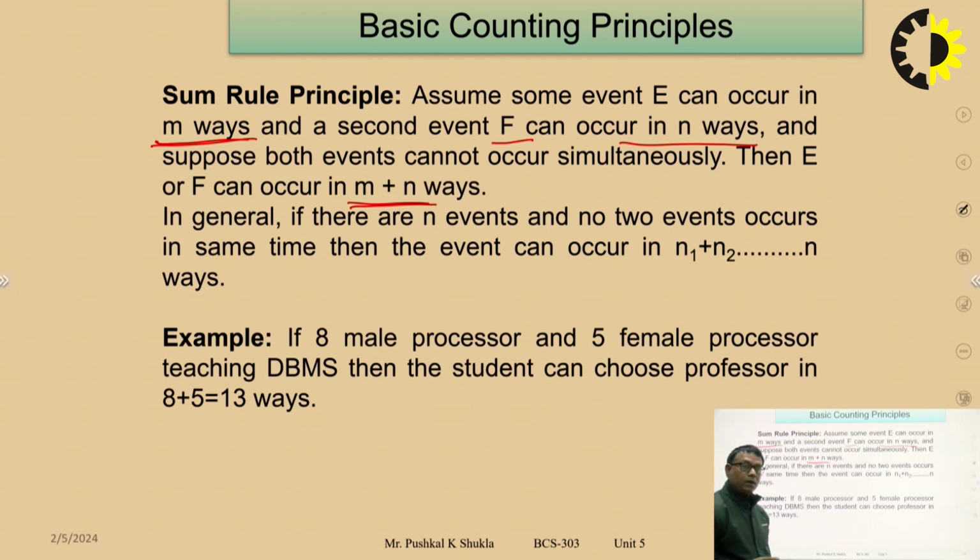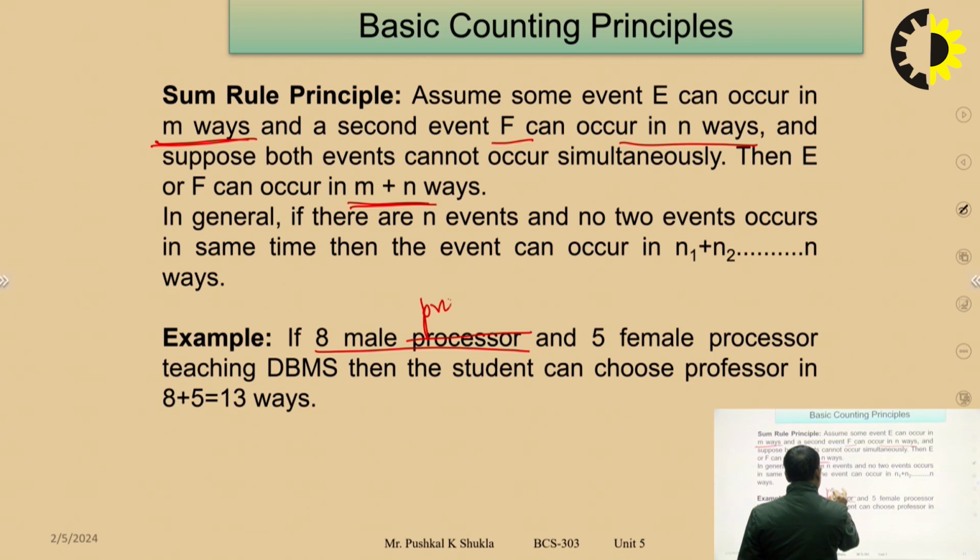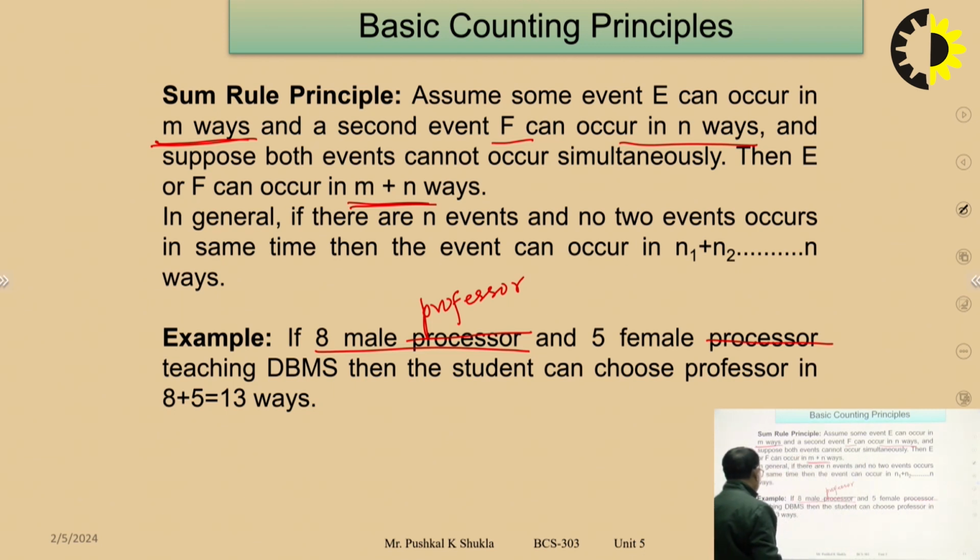For example, if 8 male professors and 5 female professors are teaching DBMS, then the student can choose a professor in 8 plus 5 ways, that is 13 ways.